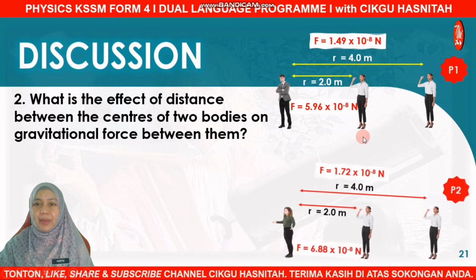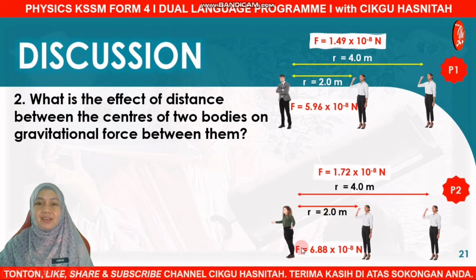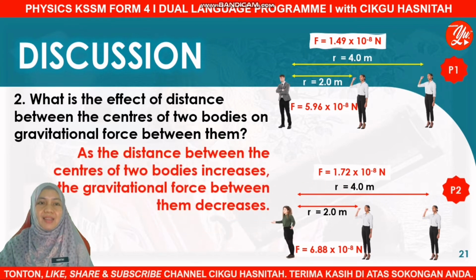And the same goes for the second pair, where at a distance of 2 meters, the force acting between them is 6.88 times 10 to the power of negative 8 Newton. And when R increases to 4, again, you can see the force decreases to 1.72 times 10 to the power of negative 8 Newton. So how to answer this? Yes, by this we say that as the distance between the centers of the two bodies increases, the gravitational force acting between them decreases. Again, it obeys Newton's universal law of gravitation, where gravitational force is inversely proportional to the square of the distance between the centers of the two bodies.